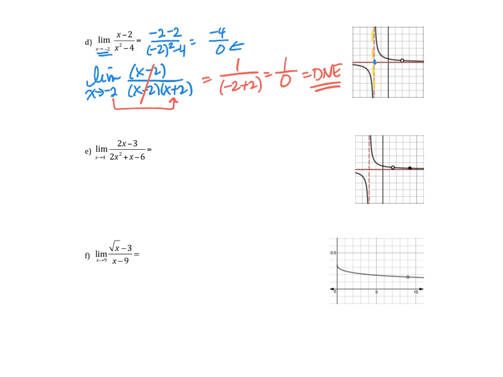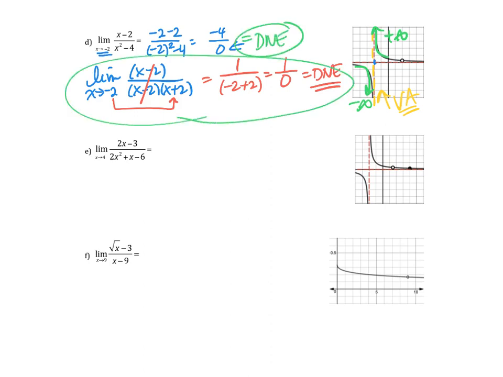And we know it does not exist because it's a vertical asymptote. And the right-hand limit is going to +∞, and the left-hand limit is going to -∞, which is not a particular value. Therefore, this does not have a limit, and the limit does not exist. So the answer is does not exist, and you would just write that. But you should show work to support your answer.